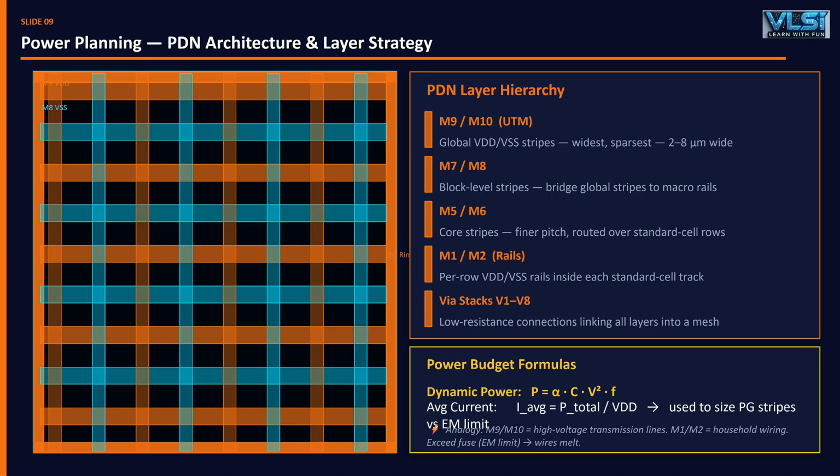Width, spacing, number of stripes, everything is calculated. If wires are too thin, they heat up. If too thick, they waste routing space. So it's always a balance. A weak power grid causes voltage drop. A strong grid consumes resources. So power planning is optimization. And without it, your chip is dead before it even runs.